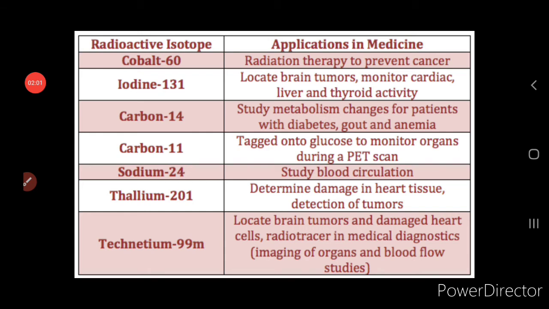Now if you see the application in the field of medicine, it has a variety of applications, and normally the medical applications of radioactive isotopes are divided into two parts. One is diagnosis, the other one is therapy. Diagnosis is in the sense to detect the disease, and therapy is the treatment of the disease. Now radioisotopes are used in traces, that is in very minute amounts, to diagnose circulatory disorders, if any are present, defects in bone metabolism, and to locate tumors, cancer tumors.